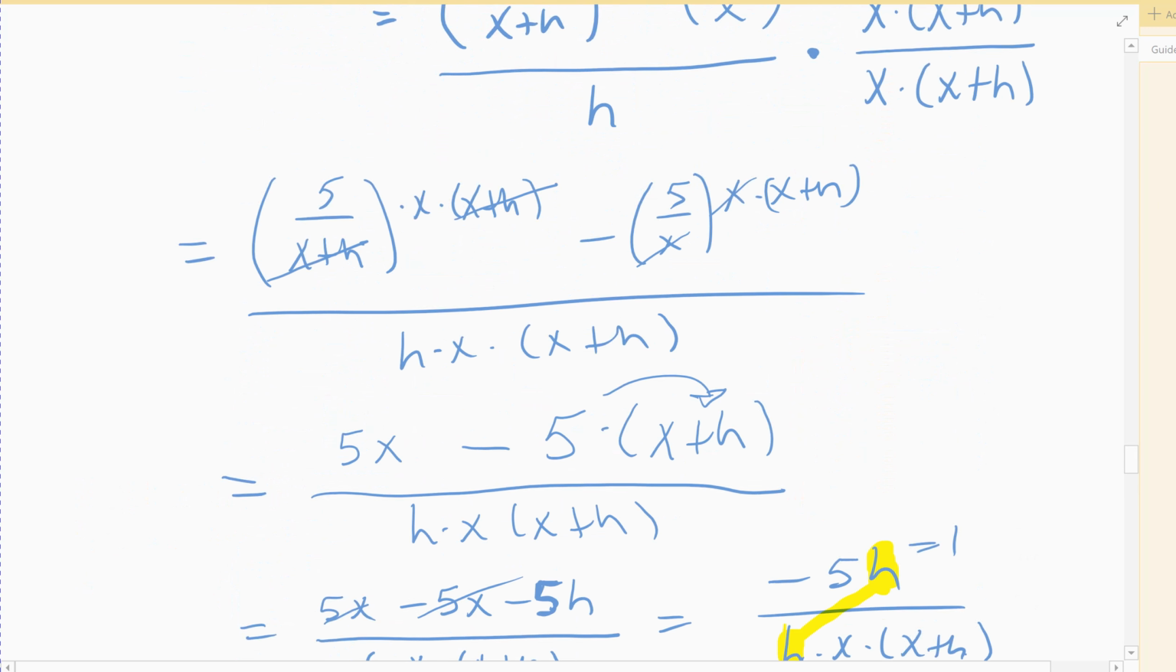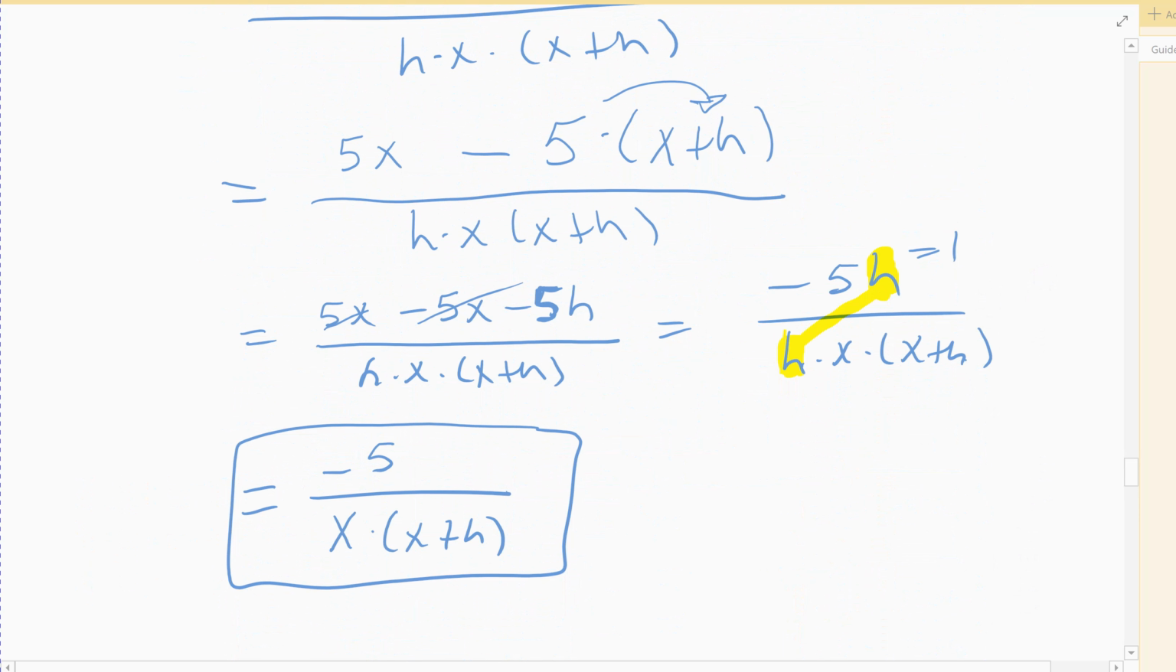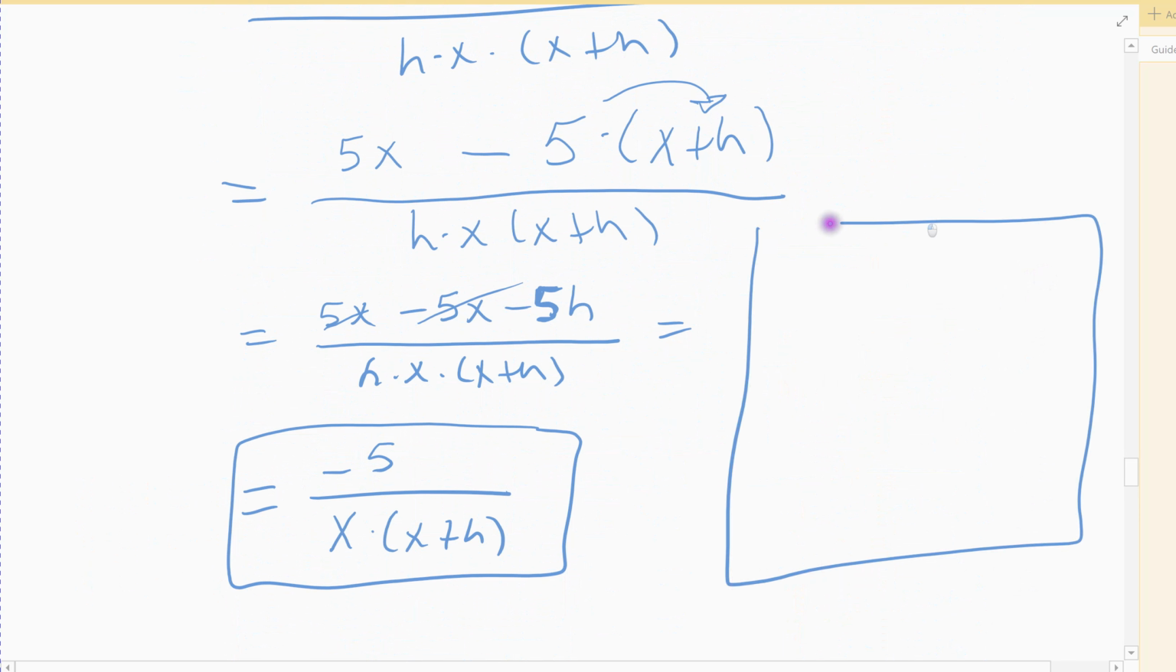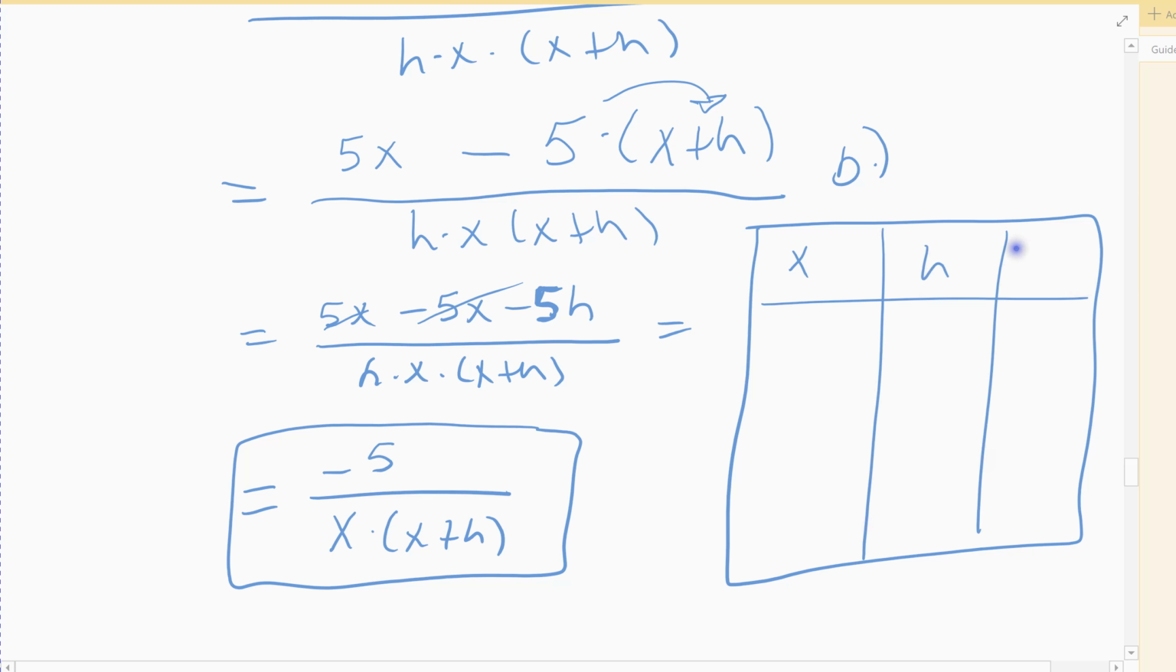All right, part B. I'm kind of running out of room here. So part B, we're going to set up the table, so I'm going to erase this. Set my table up here. So remember, part B was asking you to use your difference quotient and given x values and h values. And this is going to be my difference quotient, DQ for difference quotient. So the x value was 1, the h values were 1/10, 1/100th, and 1/1,000th.